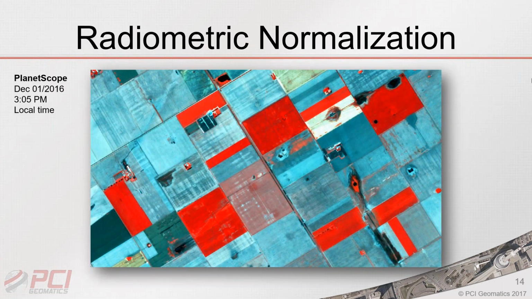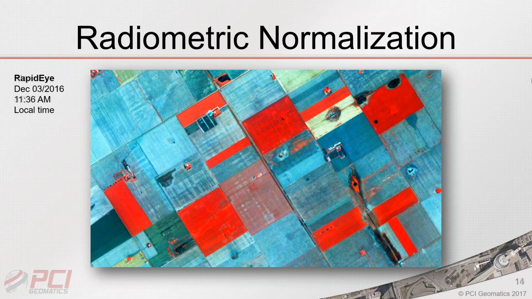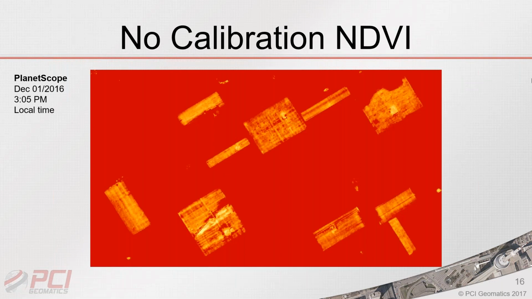The second element that's key to ARD is radiometric normalization. So right now, I've got a few examples here of some data sets that have been collected by different satellites. In this case, we're looking at a PlanetScope image collected on December 1st, 2016. And then we have the exact same location collected 2 days later from a different sensor, from RapidEye. And without doing the proper calibration on the data, the radiometric normalization, many people right now are generating NDVI products.